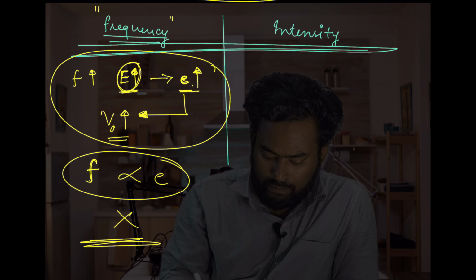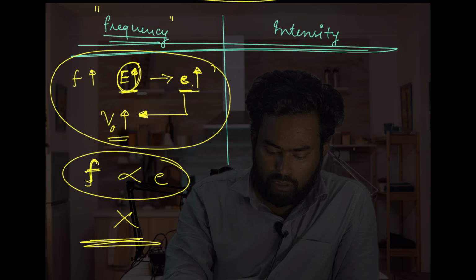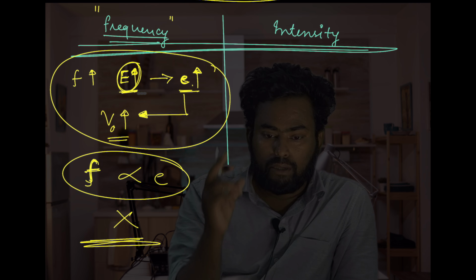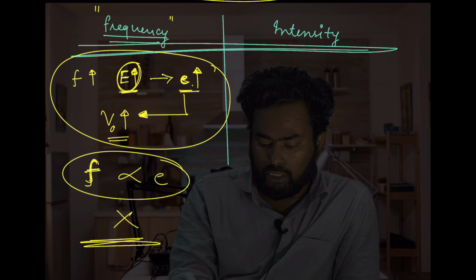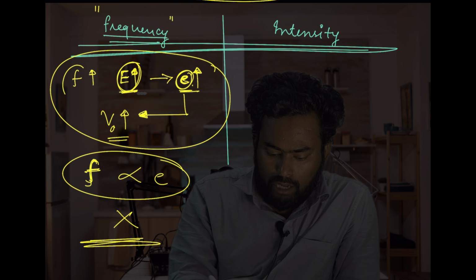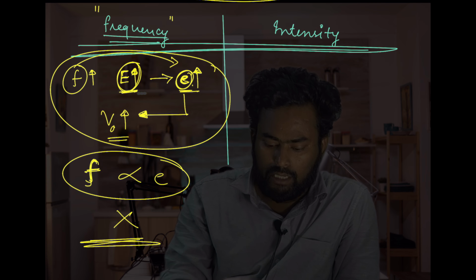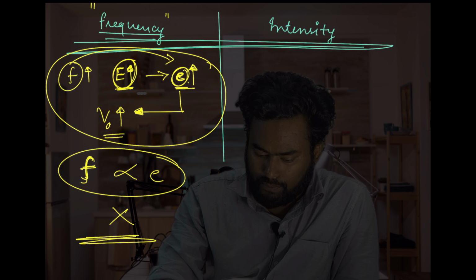Very important. Frequency is proportional to the energy of what? Energy of photons. But when those photons transfer the energy to an electron, there is no direct proportionality between frequency and energy of photoelectrons. Okay.